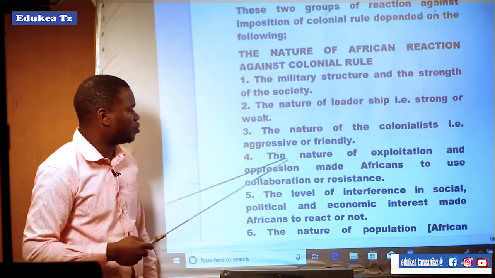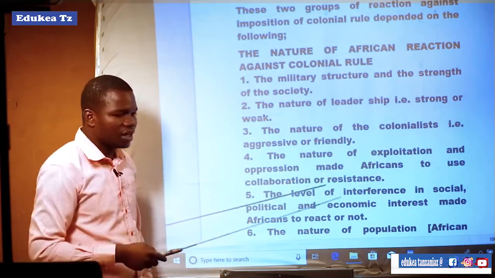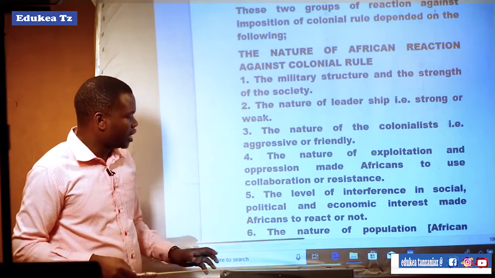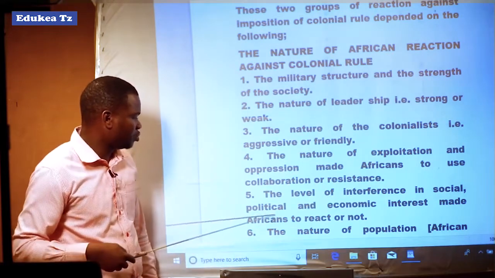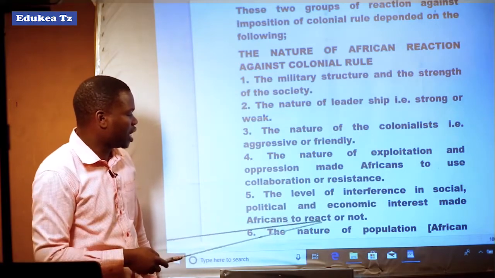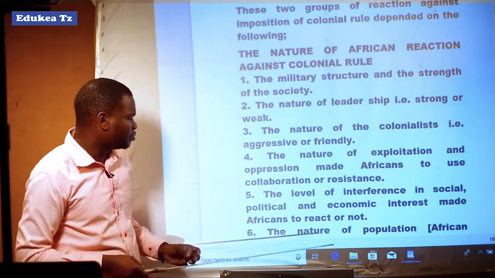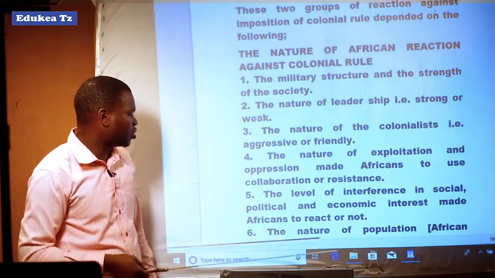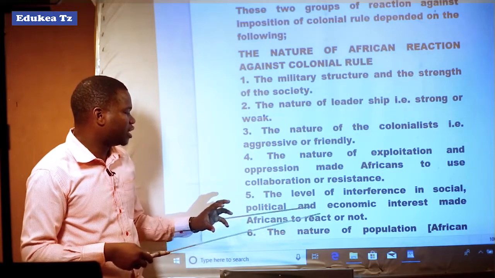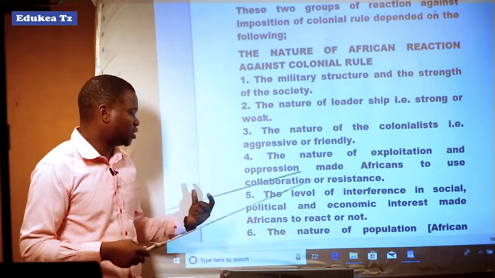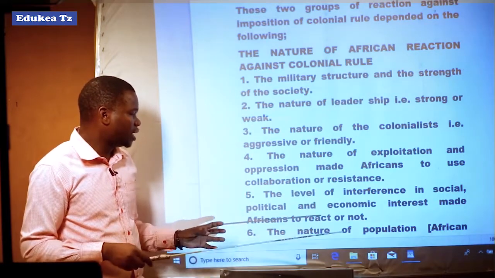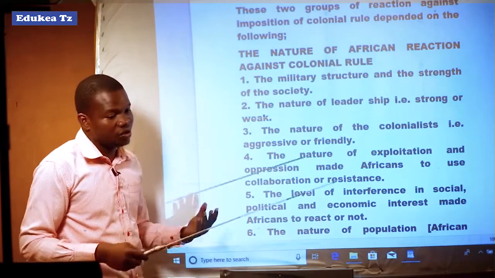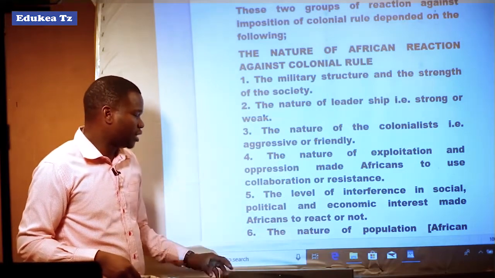Also, the nature of exploitation and oppression made Africans choose collaboration or resistance: was the exploitation too harsh or at a moderate level? And the other factor was the level of interference in social, political, and economic interests, which made Africans react or not. How much did the social, political, and economic interests of the Europeans match those of the Africans? For those societies or colonies where the colonialist respected the social, political, and economic interests of Africans, there was no resistance. But where the colonialist failed, Africans reacted.